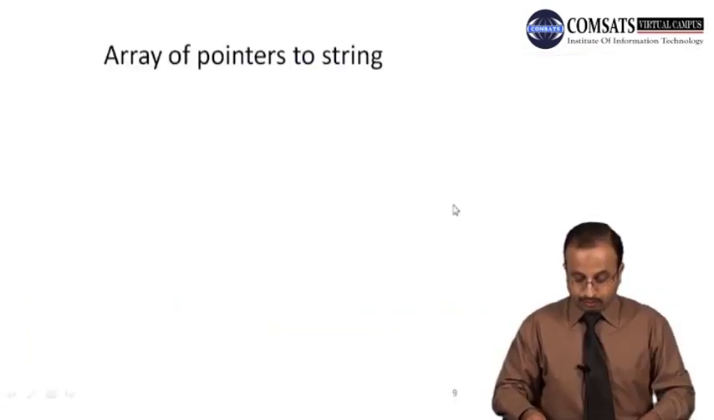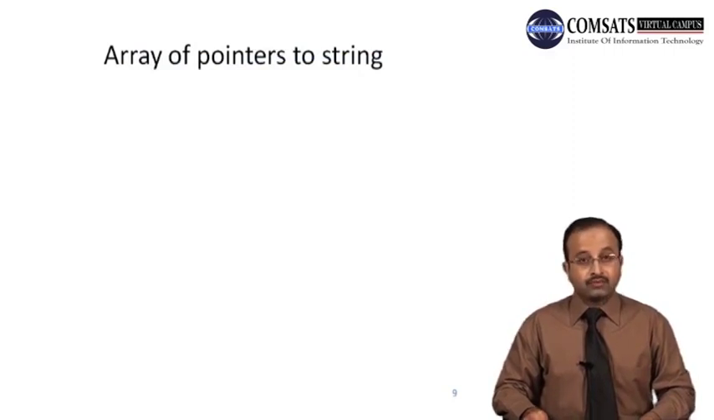Now, array of pointer to string. In the previous program you have seen that we allocated 10 bytes for each name, because each column is composed of 10 bytes. Whether the name takes 4 bytes, 6 bytes or 3 bytes, all the other bytes are actually wastage of memory. We can address this problem using array of pointer to string.